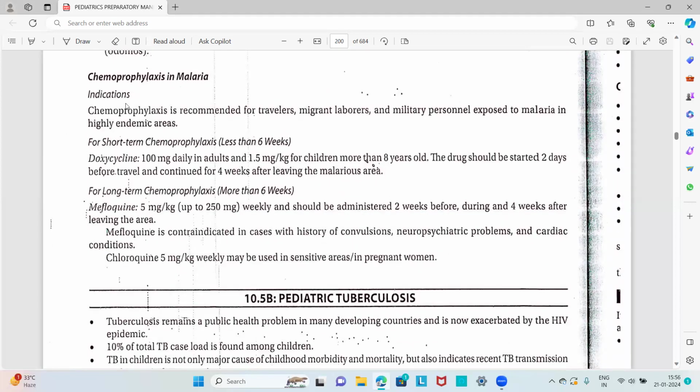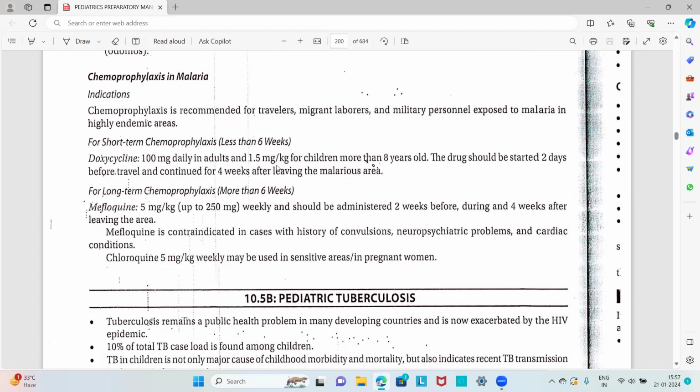Chemoprophylaxis is recommended for the travelers, migrant laborers, and military personnel exposed to malaria in the highly endemic areas. For short-term prophylaxis, that is less than 6 weeks, we have to give the doxycycline 100 milligram daily in the adults and 1.5 milligram per kilogram for children more than 8 years old. The drug should be started 2 days before travel and continued for the 4 weeks after leaving the malarial area.